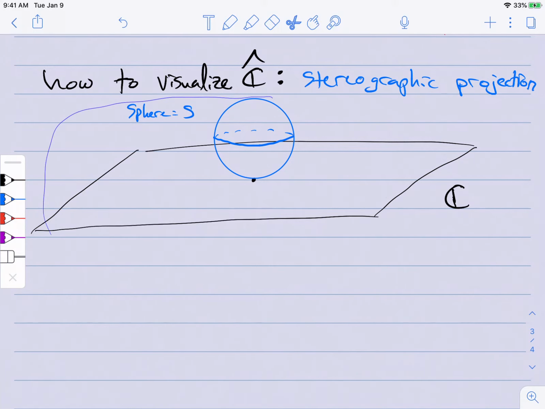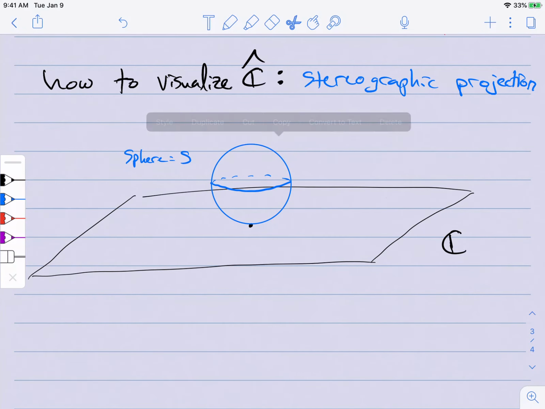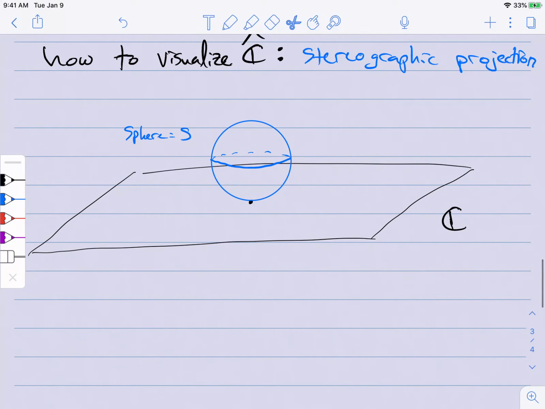Literally, I'm going to pretend I have a light source, and I'm going to project points on the sphere down to points on the plane. So the way I do this is basically pretend you have a laser pointer, and you position it right at the North Pole. So here's the North Pole, N, and you shine a laser through the North Pole. So at first, this laser is inside this hollow sphere because it's going in through the North Pole.